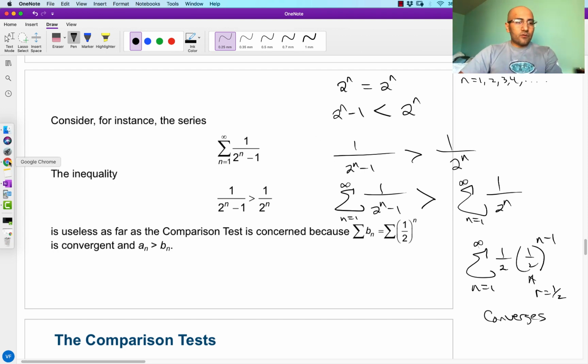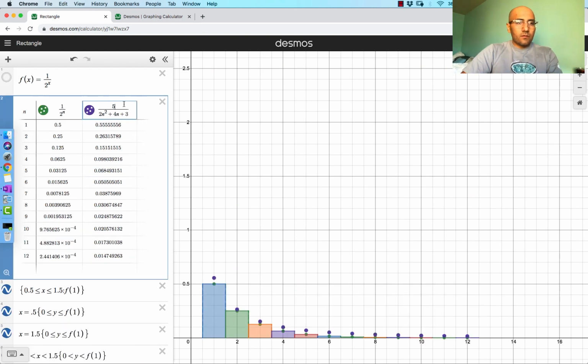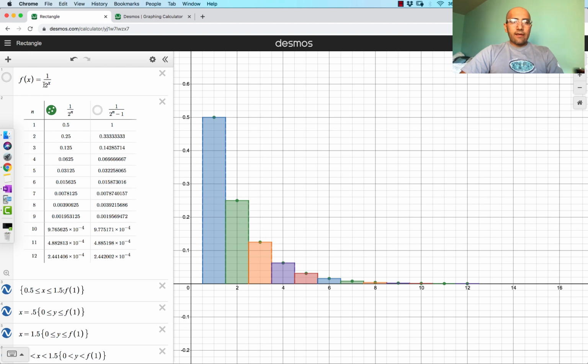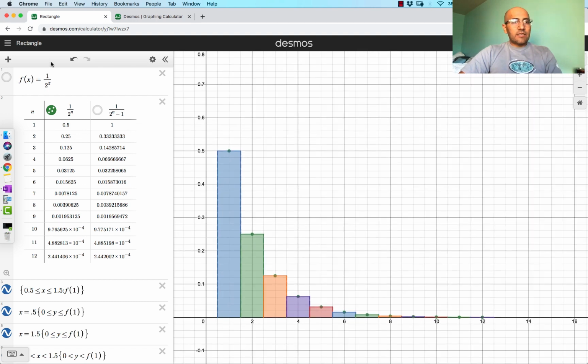Let's look at that in the Desmos. Okay, so here we have a visual representation of the first few values of the sequence 1 over 2 to the nth power. So if we had all these little rectangles, base 1, and then a height equal to the value of it, here we are. So when n equals 1, we have a half. When n equals 2, we have 0.25, and so on and so forth, right? So we want to find the sum of all of these rectangles out to infinity.